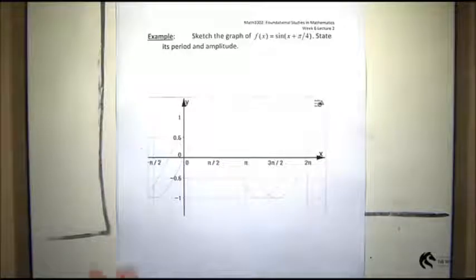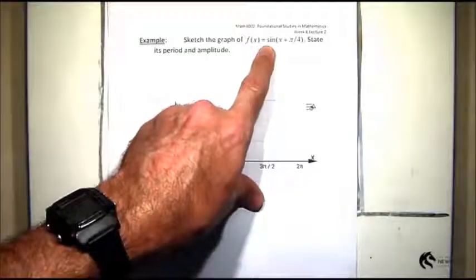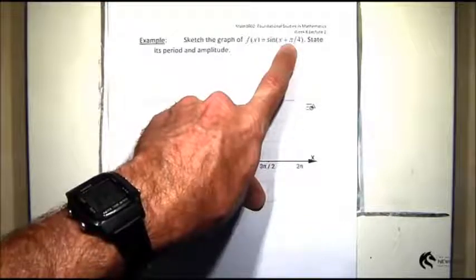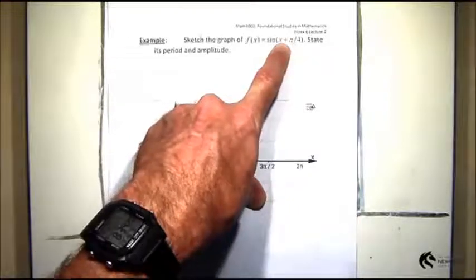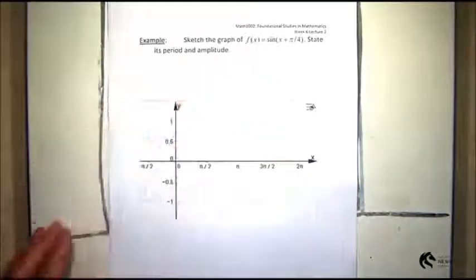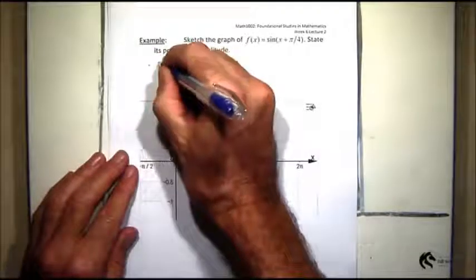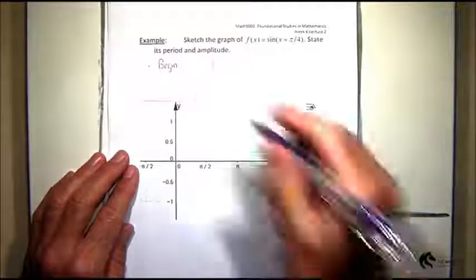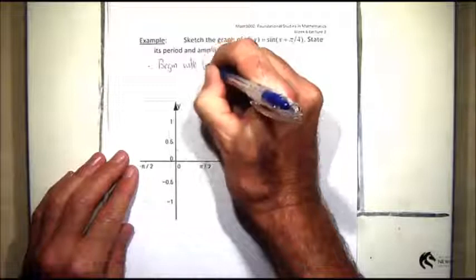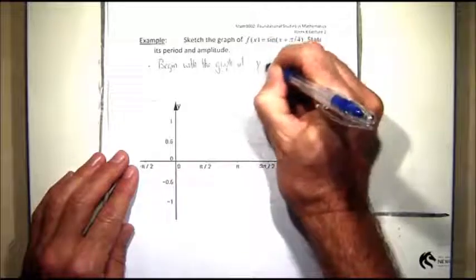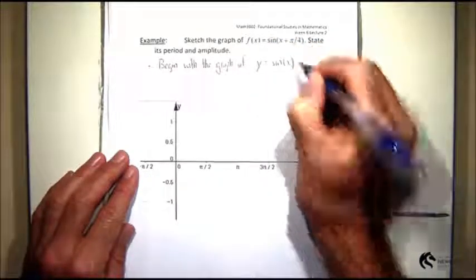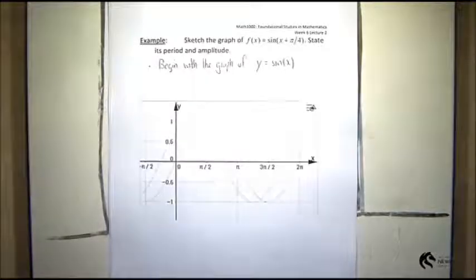Okay, so it says, sketch the graph of this general sine function, sine of (x plus pi on 4). And remember, we're assuming here x is in radians. State its period and amplitude. So what we do in all of these is we begin with the standard sine graph. So start off with that one. We know the graph of sine x, and so I probably should put it back up here for us to look at.